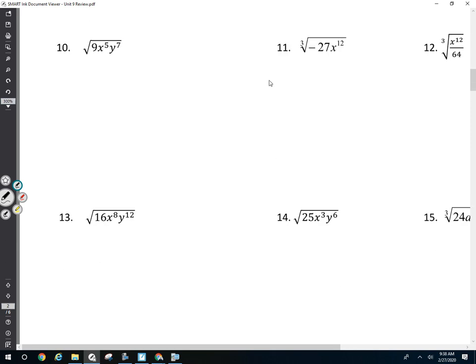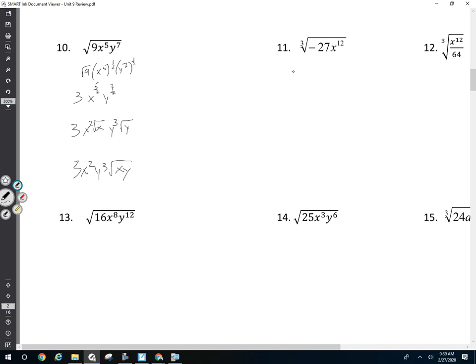All right, next one, square root of 9, x to the 5th to the 1/2, y to the 7th to the 1/2. I got 3. I got x to the 2.5, that's 5/2. I got y to the 7/2. We just did that. So 2.5 is x squared with another x to the 1/2. 3.5, 3 and another half. And you can keep it like that, or switch it with that.